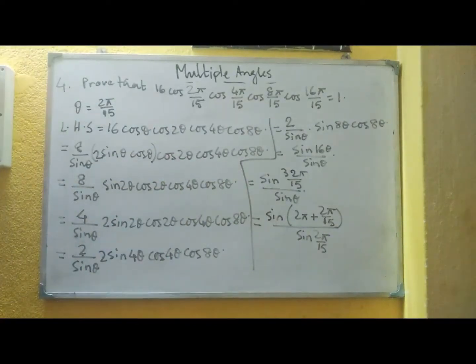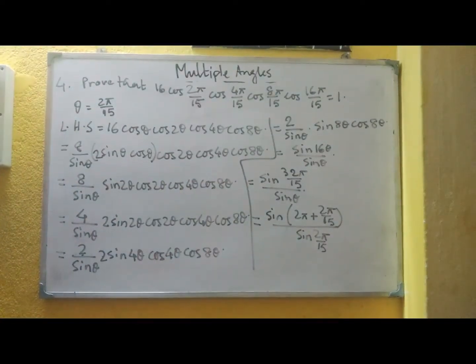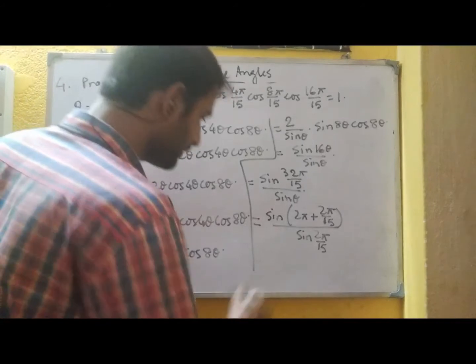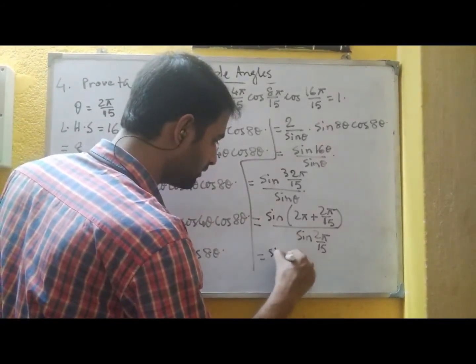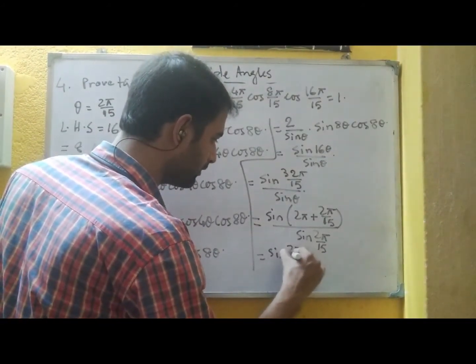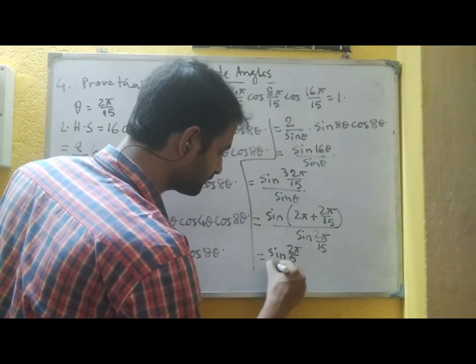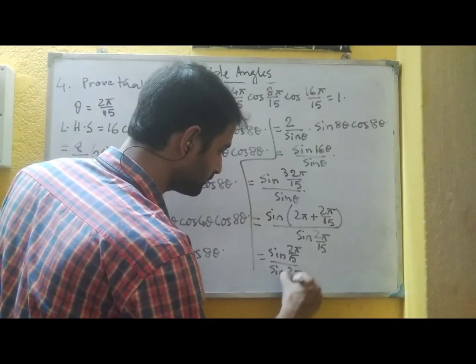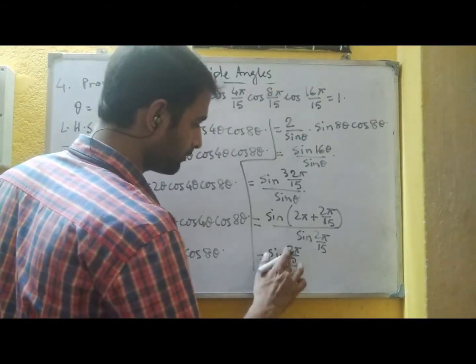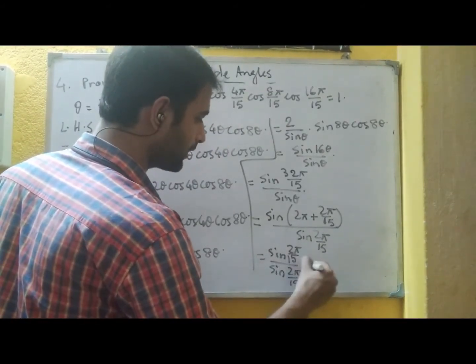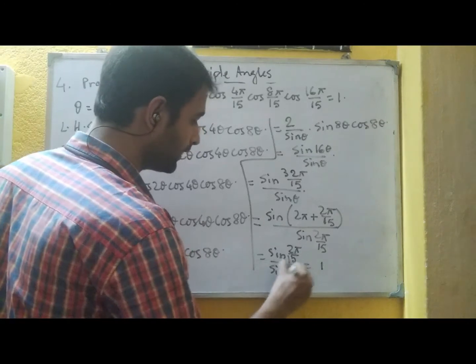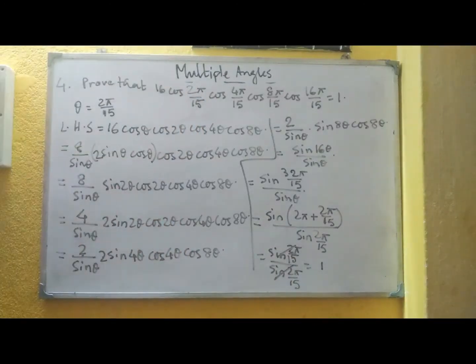Now see, we know that sin of 2 pi plus theta is sin theta. So here it is actually sin 2 pi by 15 divided by sin 2 pi by 15. So basically both the terms are being cancelled out, and finally the answer is 1. So this is the solution for this sum.